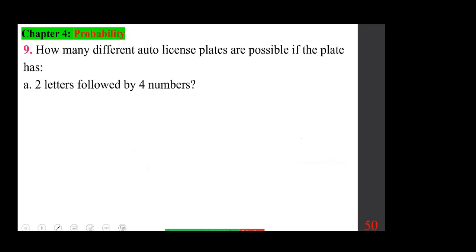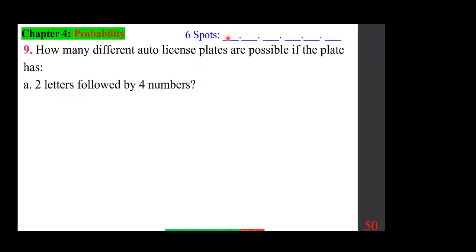How many different other license plates are possible if the plate has 2 letters followed by 4 numbers? So what is important is to really understand this accounting problem. So we have how many spots? 6: 1, 2, 3, 4, 5, 6 in general. 2 letters. So we have 26 letters. I don't see any restrictions.